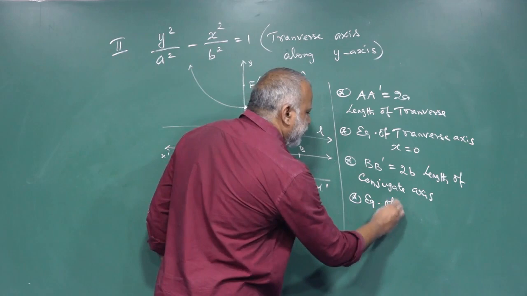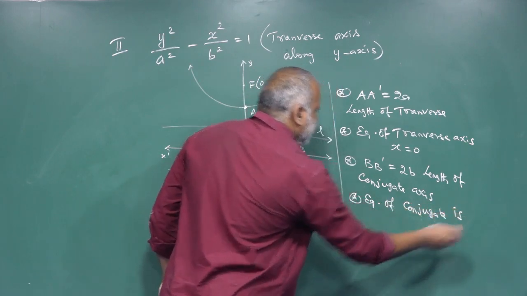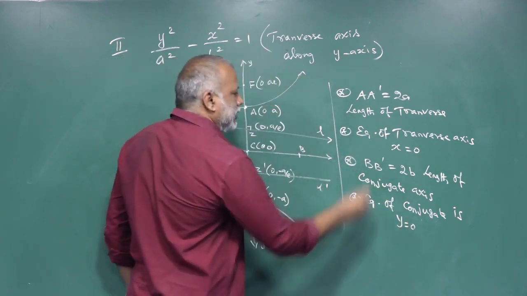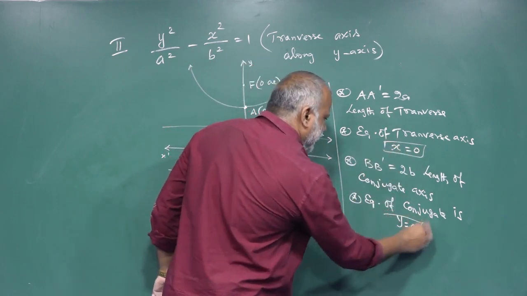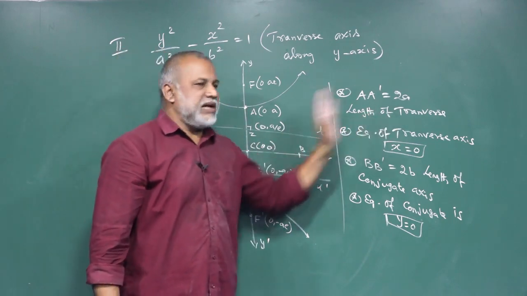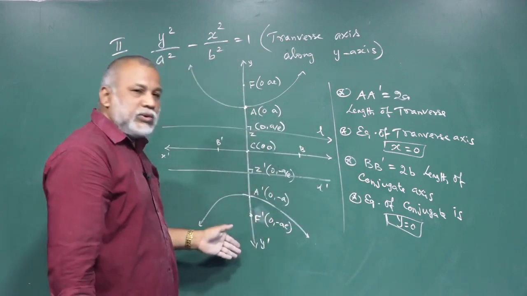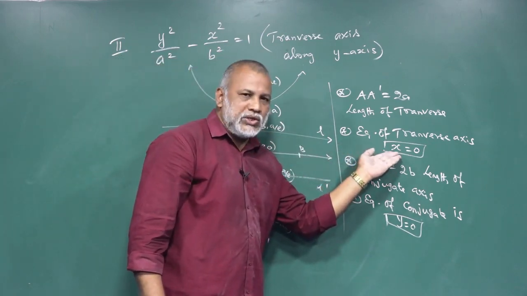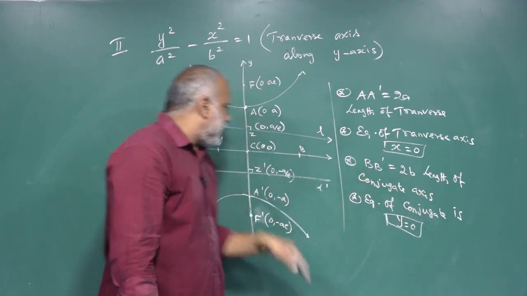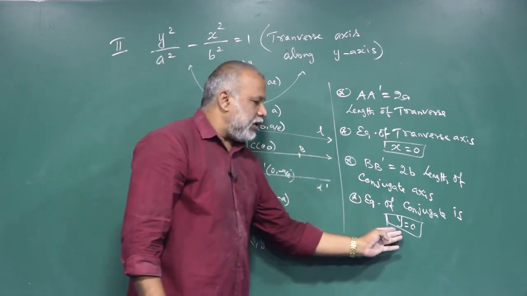Then equation of conjugate. Equation of conjugate is, see x-axis is here conjugate, its equation y equal to 0. Here x equal to 0, here y equal to 0. So length must be the same, A dash equal to 2a, length of the transverse. Then equation of the transverse axis, you have to listen, it is nothing but y-axis. Equation of y-axis, x equal to 0. Here length of the conjugate is BB dash equal to 2b, length of conjugate. Then equation of the conjugate is nothing but x-axis equation y equal to 0.